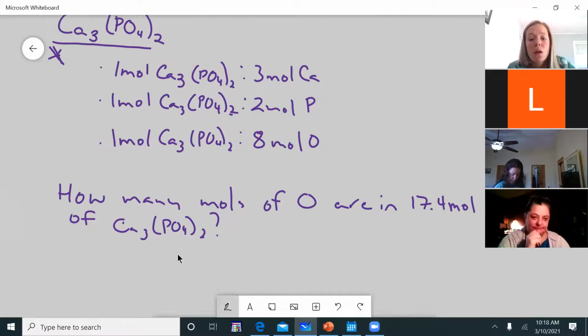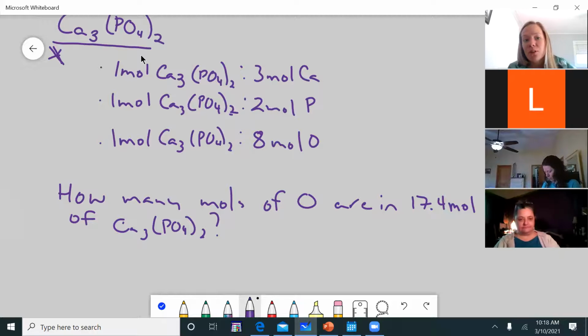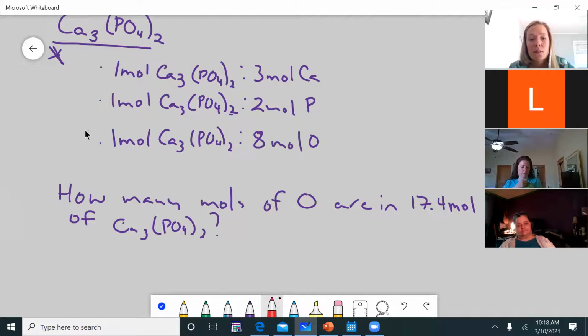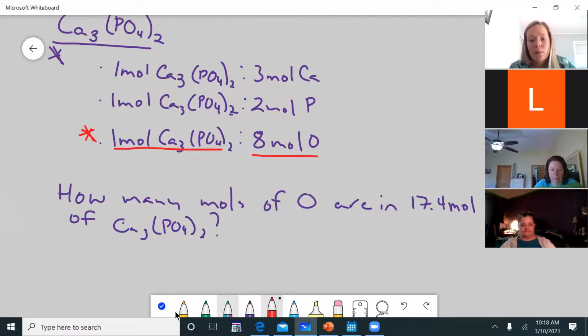Okay, so of these built-in relationships, as you get more comfortable, you're not going to have to actually write all these out. You'll just be able to look at the formula and say, oh, the relationship between oxygen and the molecule is 8:1. But we are going to use this one here because it relates the compound to the amount of oxygen. We don't have to worry about phosphorus or calcium. The problem isn't asking about that, so we don't need that.